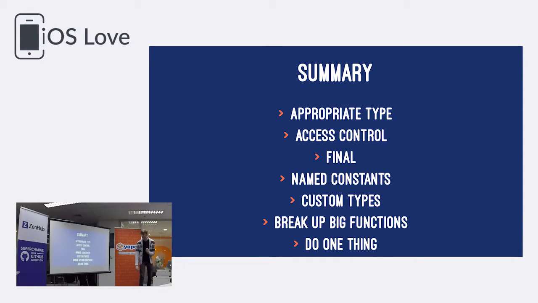So here's a quick summary of the things I talked about. Using appropriate types, using good access control, marking things as final. And then once you've made your class, using named constants and constant types or custom types so that things are clear. And then breaking up functions and making sure all the small functions just do one thing.